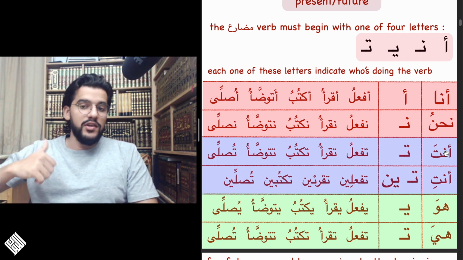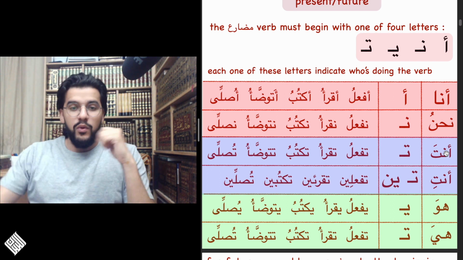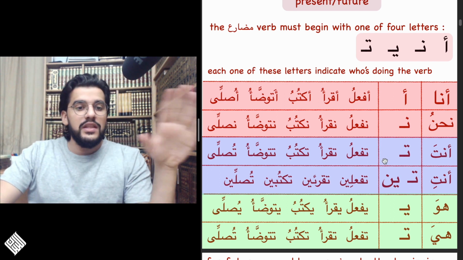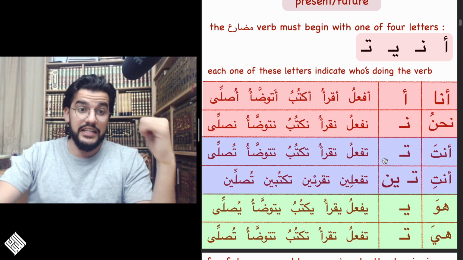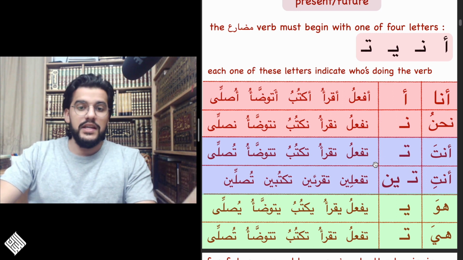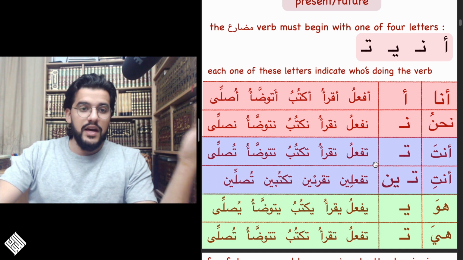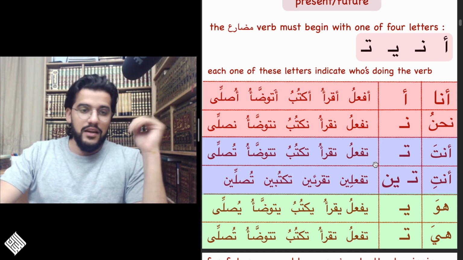As for third person, huwa and hiya. With huwa, the verb begins with a ya. So يفعل, that means he does. يقرأ, he reads. يكتب, he writes. يتوضأ, يصلي. يذهب, يلعب, any verb.